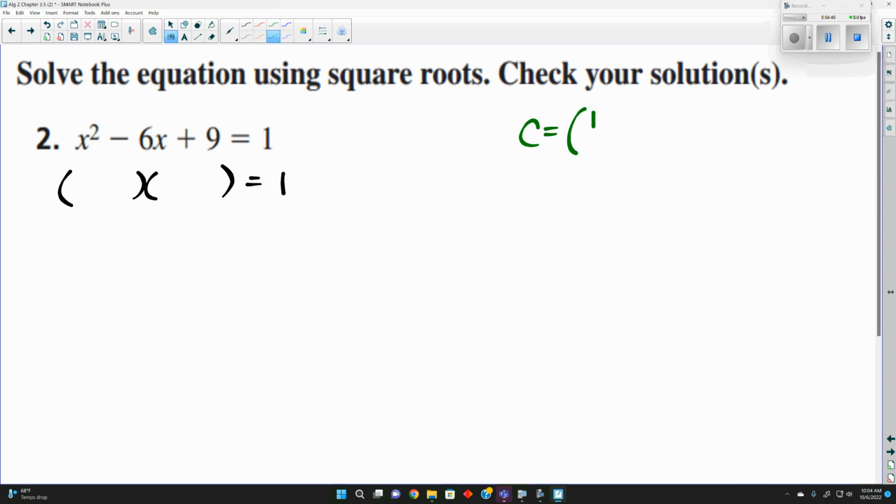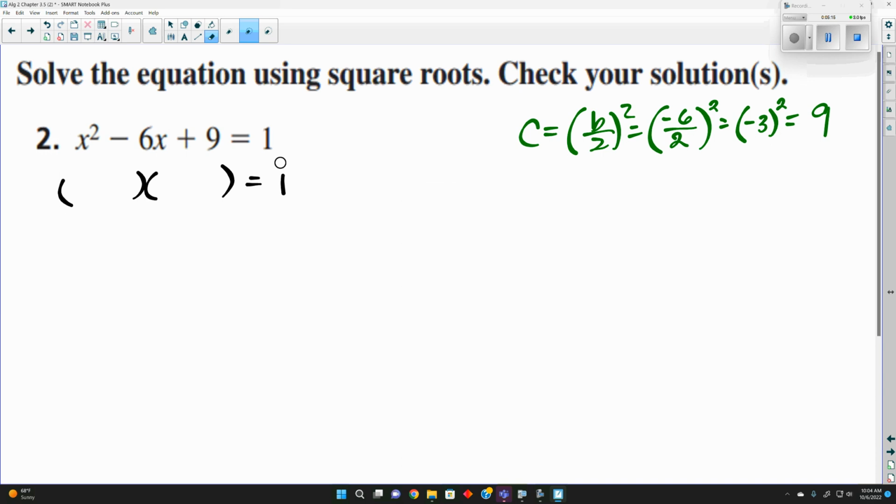Because C for this is equal to B over 2 squared, yes? For this problem, what is the value of B? It would be negative 6, yes? Negative 6 divided by 2 is negative 3, and negative 3 squared is 9. Is our C term already 9? Yeah, it's already 9. So that's telling me that x squared minus 6x plus 9 is a perfect square trinomial, yes?